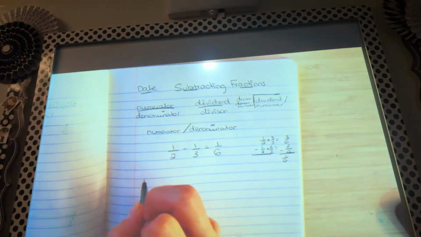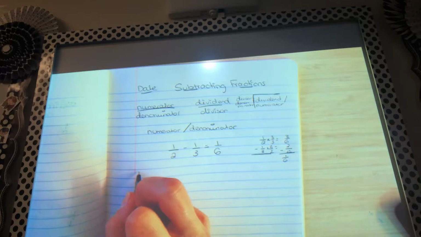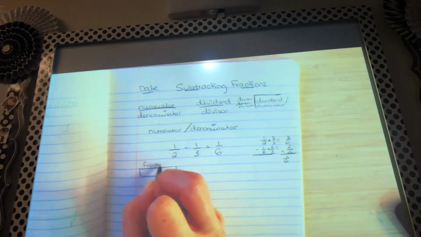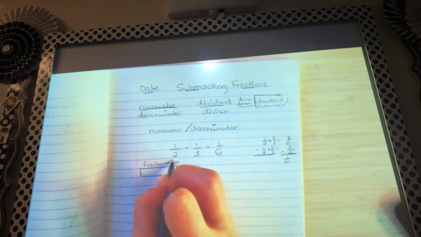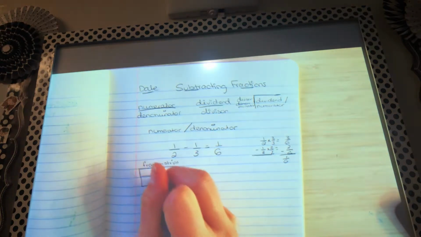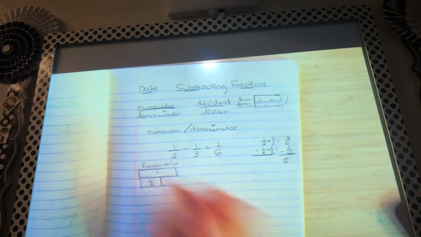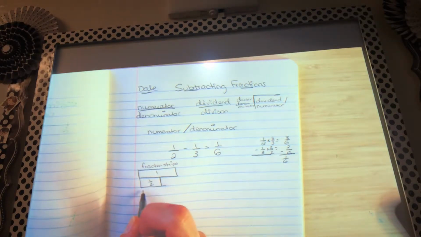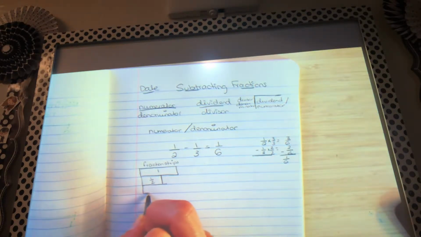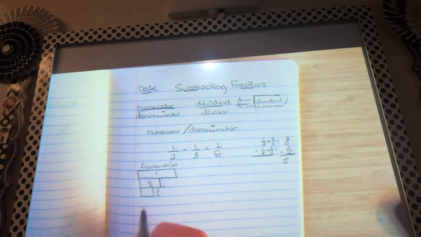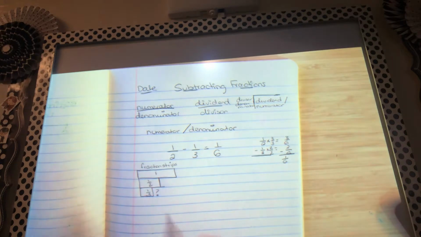So if I were doing this with fraction strips, I'd start with my base as 1. And I would take 1/2 here. It's a little bit inaccurate, but here's my 1/2. And to take away 1/3, I would put 1/3 down here at the bottom. And then I would just find the difference that's left over. That is how I would use the fraction strip.